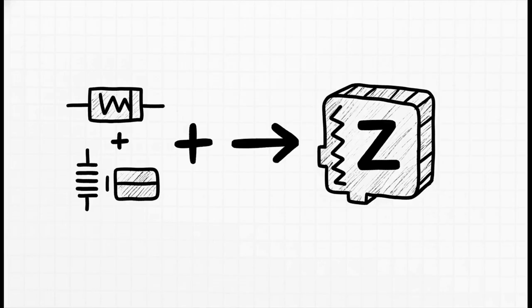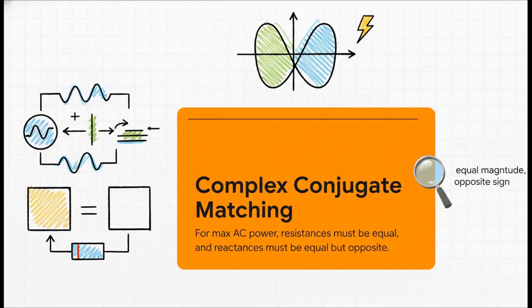So now we're not just matching a simple number, but matching a complex value. The solution for AC is called complex conjugate matching. I know, it sounds really intimidating, but the idea is actually beautiful. The rule is simple. First, just like with DC, the resistive parts of the source and the load have to be equal. And second, their reactive parts have to be equal in value, but opposite in sign. So if the source is inductive, the load has to be equally capacitive.